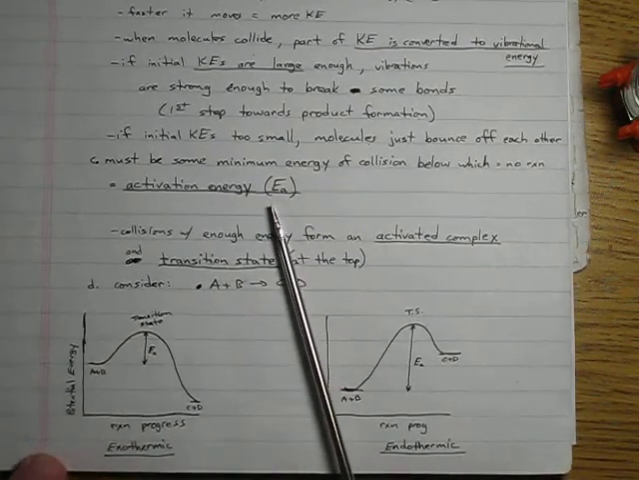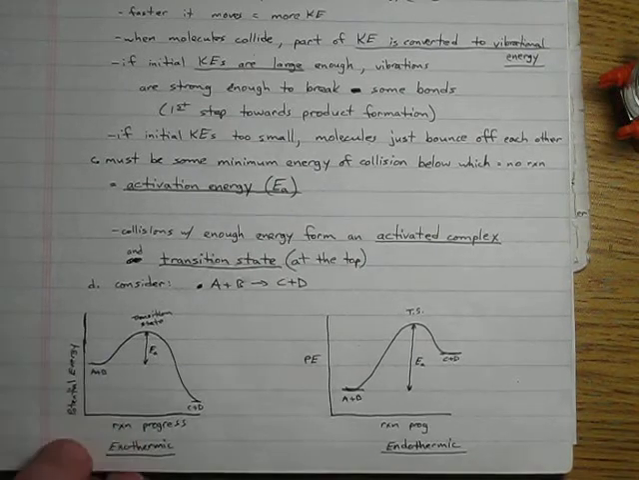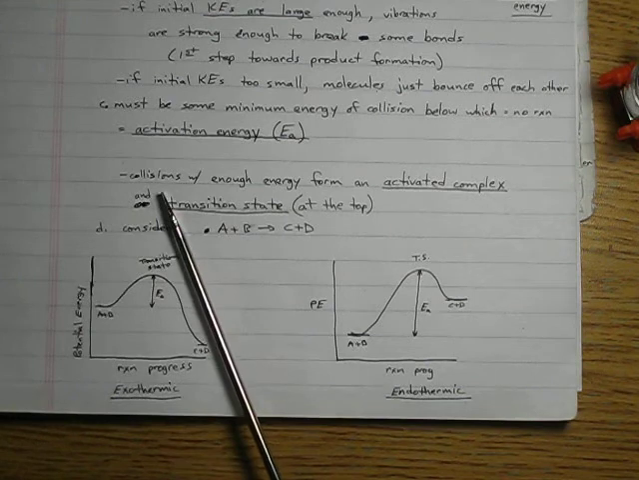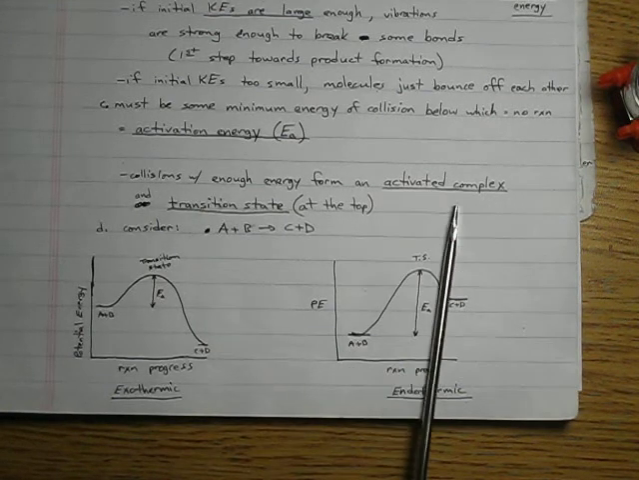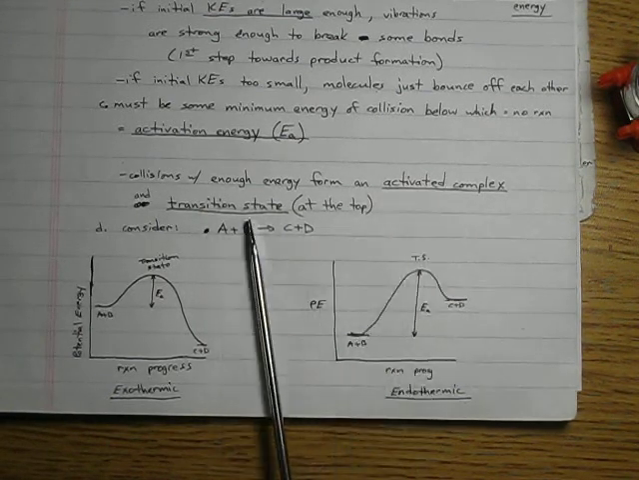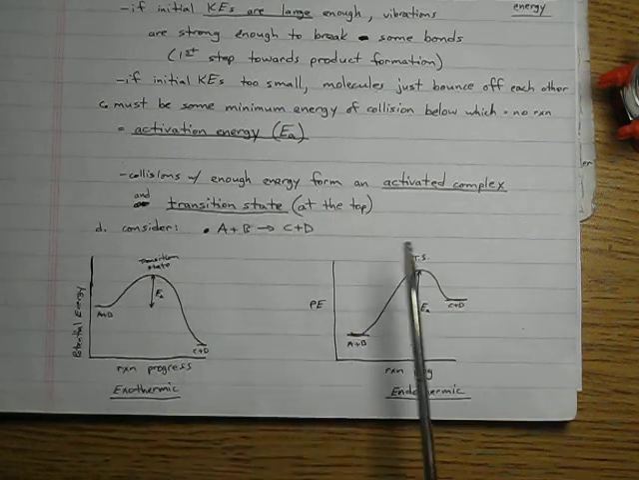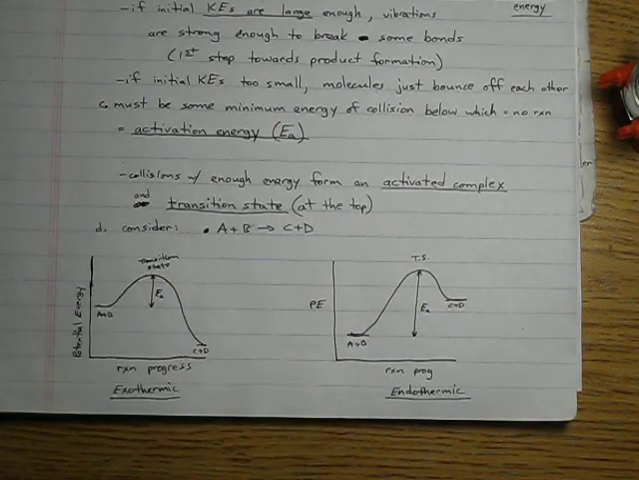Here's our activation energy. When you get these reactions, the collisions have enough force to make an activated complex, which occurs at the transition state at the top of the diagrams we are about to draw. So let's look at this graphically, because pictures are very nice.